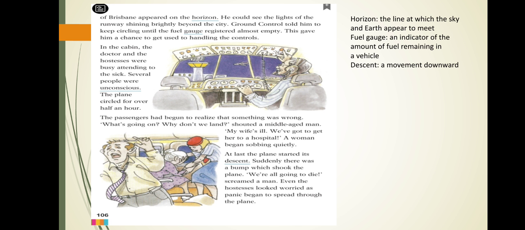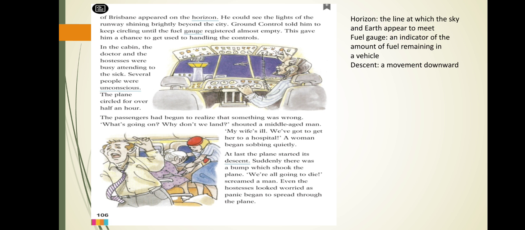At last the plane started its descent. That means moving downward. Suddenly there was a bump. So this bump means it was not a smooth landing, which shook the plane. "We are all going to die," screamed a man, cried a man. So everybody was in panic. Even the hostesses looked worried as panic began to spread through the plane.